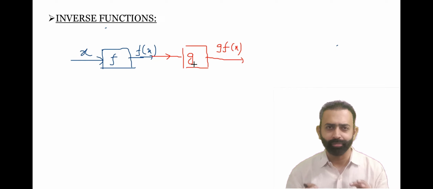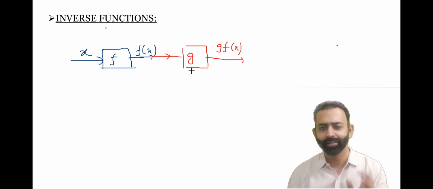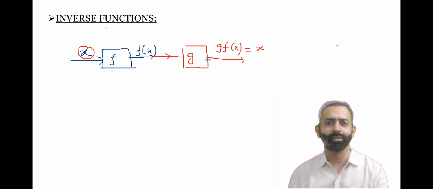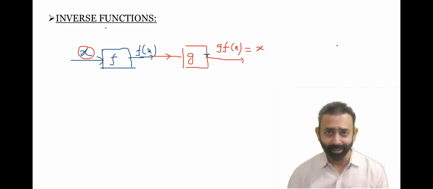And in certain cases, this g is defined in such a way that this composition gives you the output as x. So what you will notice here is that whatever was the initial input x, which was the input to the function machine f, after composition of this f(x) with g, you again obtain the original input as x, right? So if this type of composition exists, then we say that this function g is the inverse of f. This function g, we call this the inverse of f(x).